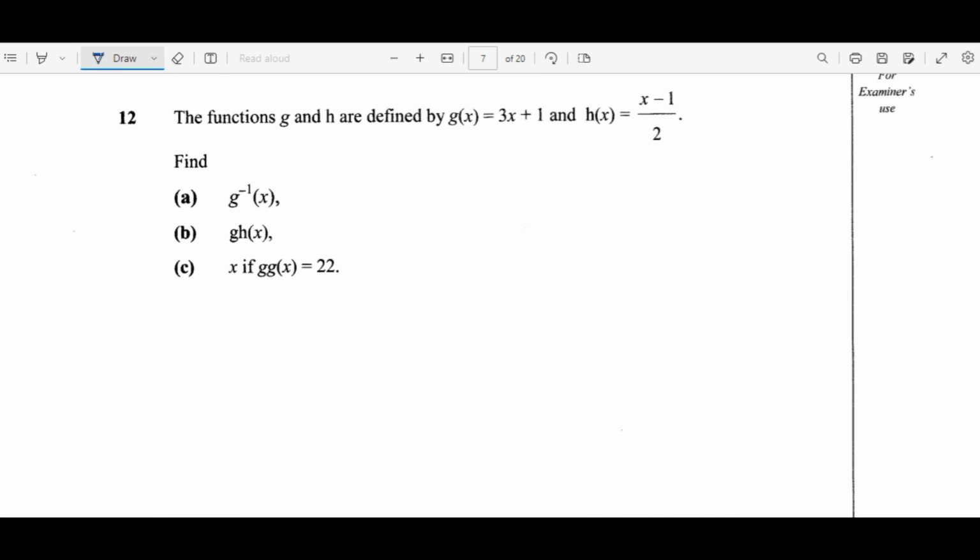We move on to question 12. The functions g and h are defined by g of x is equal to 3x plus 1, and h of x is equal to x minus 1 over 2. Now the first one, we just want the inverse of g. So step number one, replace g of x with y.